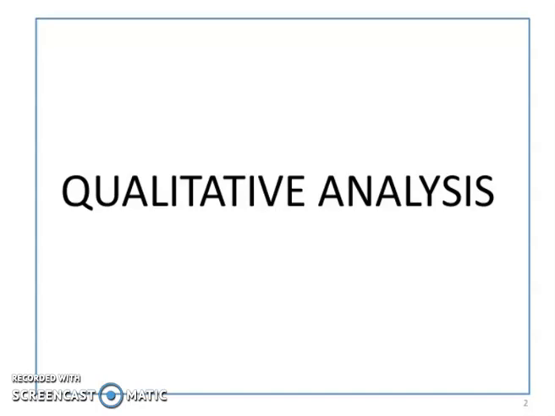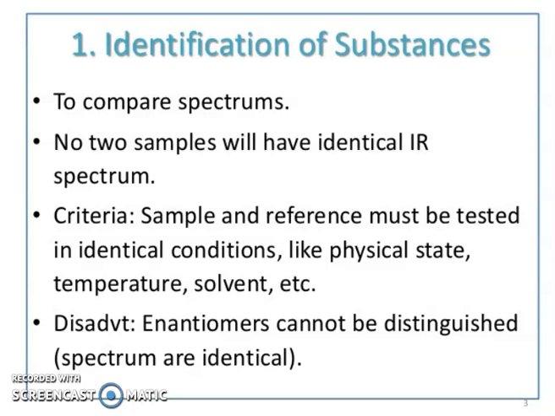Today in this video, I am going to talk about applications of IR spectroscopy in organic and inorganic compounds. So, identification of substances: to compare spectrums, no two samples will have an identical IR spectrum. Criteria: samples and reference must be tested in identical conditions like physical state, temperature, solvent. Disadvantage: enantiomers cannot be distinguished.